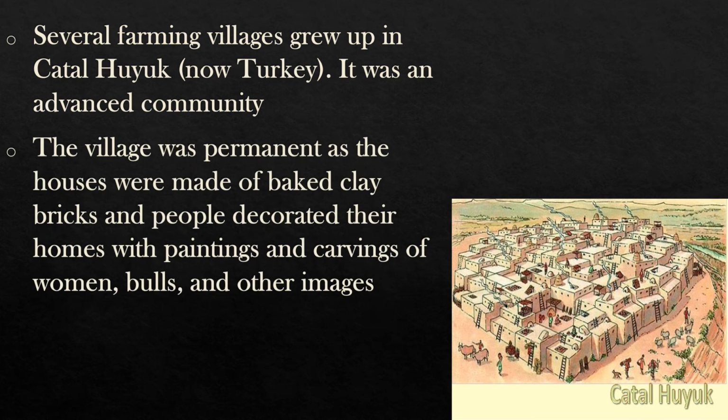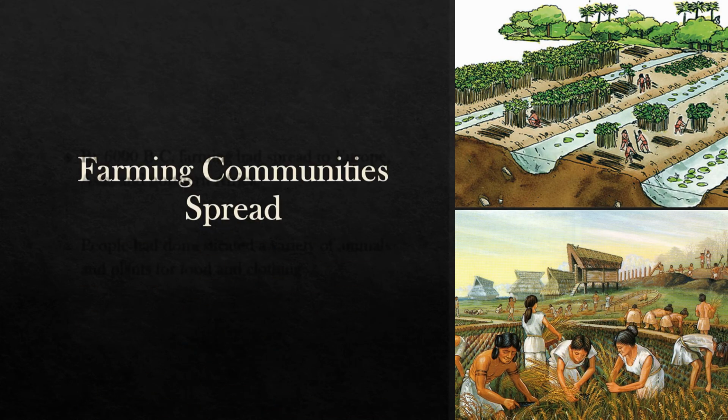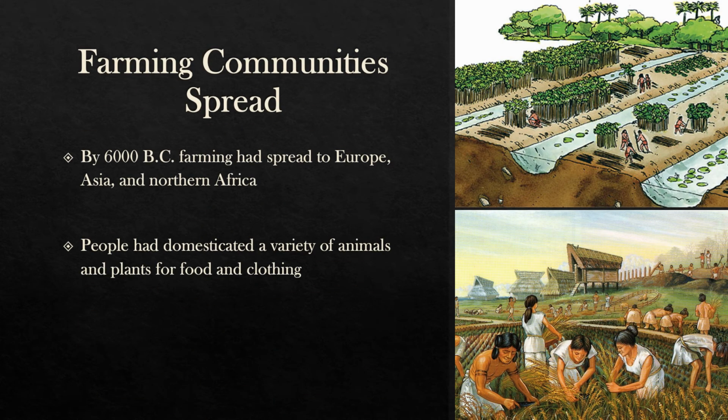These villages were characterized by permanent houses, and their houses were built from baked clay bricks, and people decorated their homes with paintings and carvings of women, bulls, and other images. By 6000 BC, farming had spread to different continents like Europe, Asia, and Northern Africa, and people domesticated a variety of animals and plants for food and clothing.